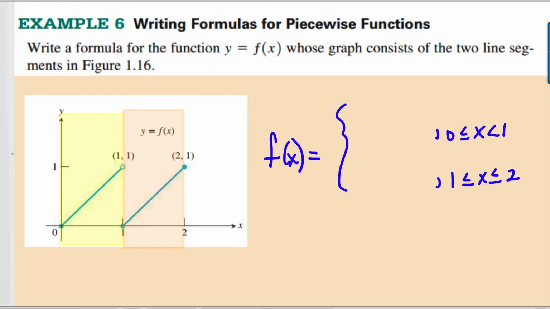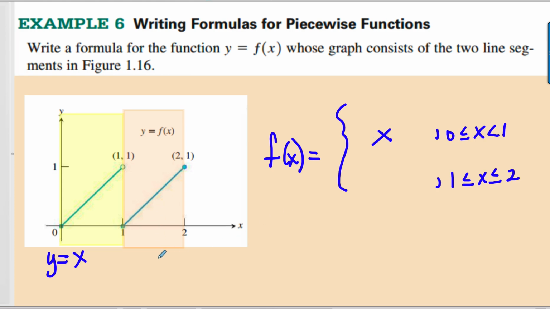All right, writing a formula for a piecewise function. Suppose I give you a graph and you have to write the formula. Now I'm noticing that my restrictions are from 0 to 1 and from 1 to 2. So I have two different rules. And this rule right here looks like the line y equals x. I have a slope of 1 and I pass through the origin. So I'll just write x.